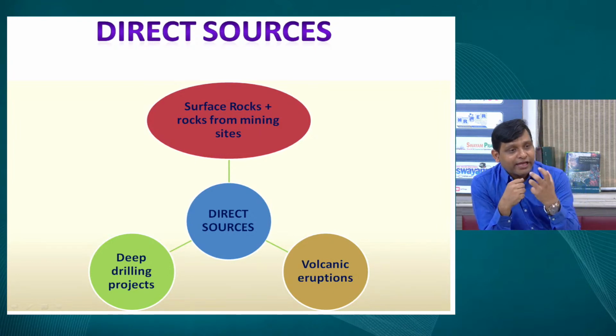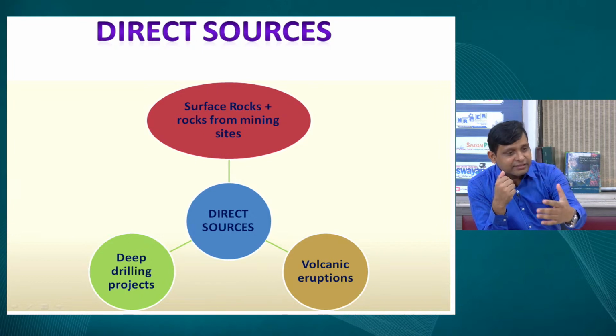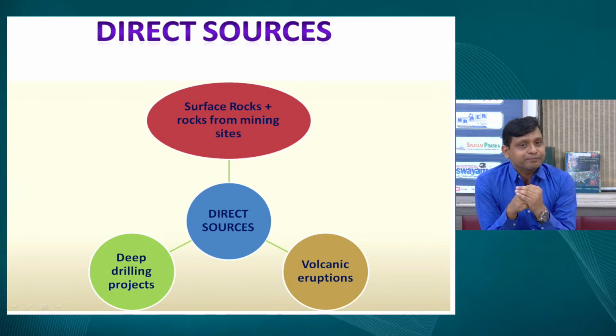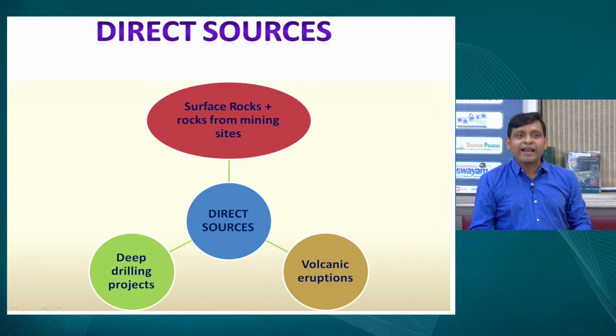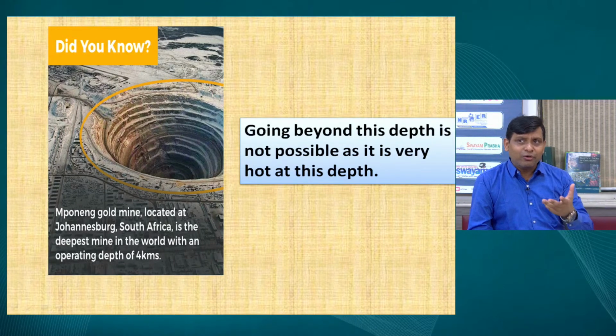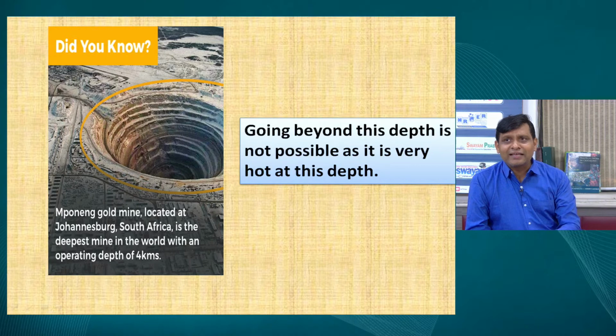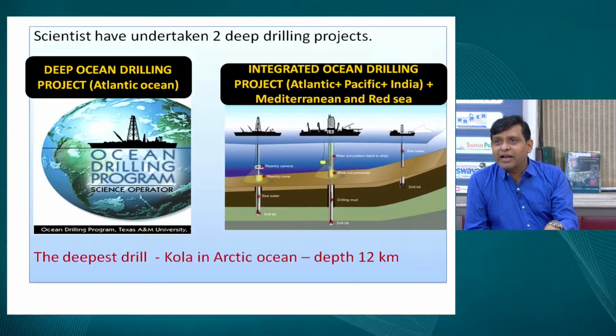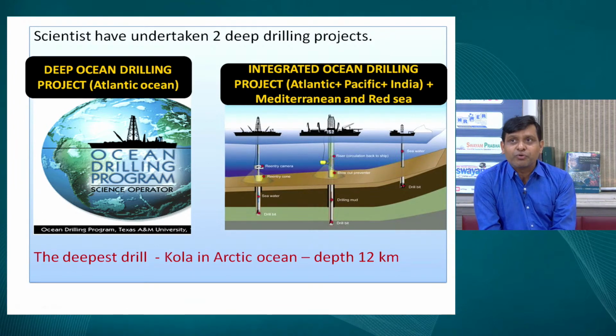And from volcanoes, how can we come to know about the interior of the earth? So this is about the direct sources. As I said, Penong, the gold mine located near Johannesburg, is the deepest place which we have dug, or made a mine through directly. Whereas when we talk about the deep ocean drilling project, one is in the Atlantic Ocean, the other is the integrated ocean project, which is going on in the Atlantic, Pacific and Indian Ocean.